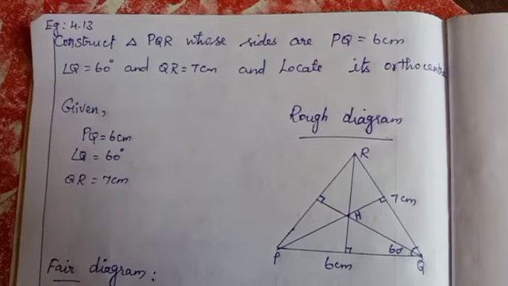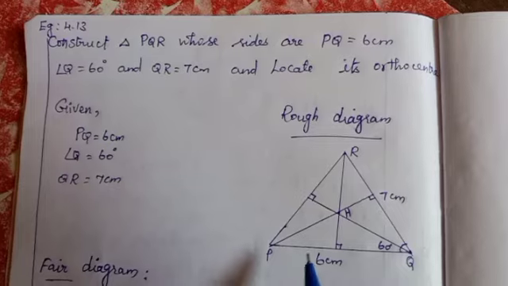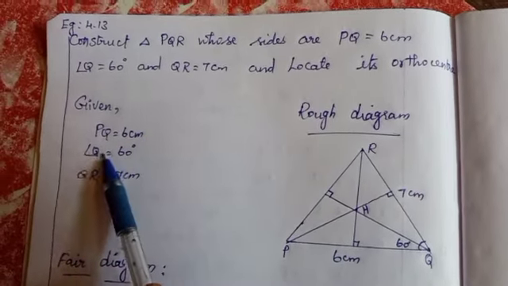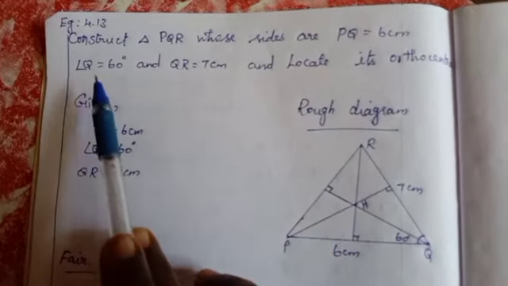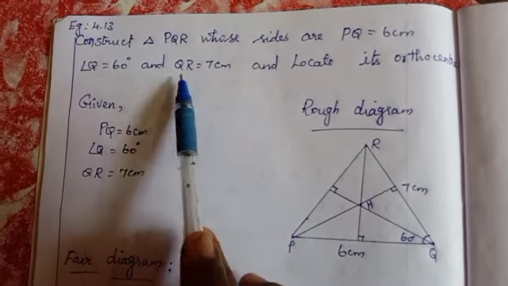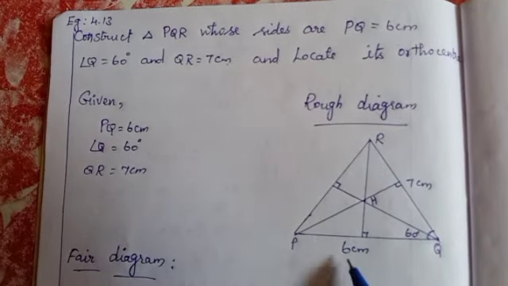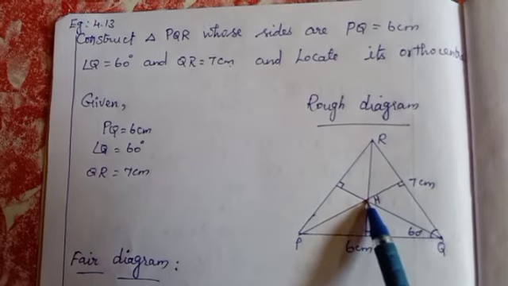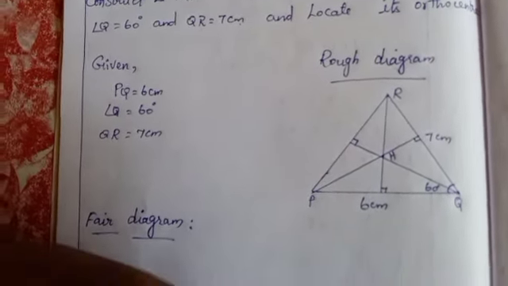Students, like the previous method, first you have to construct a triangle PQR. Before starting the fair diagram, you have to write the given. Take from the question what is given. PQ is equal to 6 cm, angle Q is equal to 60 degrees, QR is equal to 7 cm, and you have to draw the rough diagram. Then this is altitude. The altitudes' meeting point is H. Now you have to construct the triangle PQR.